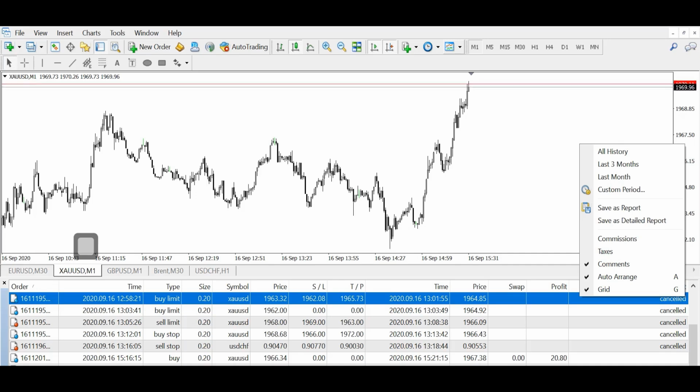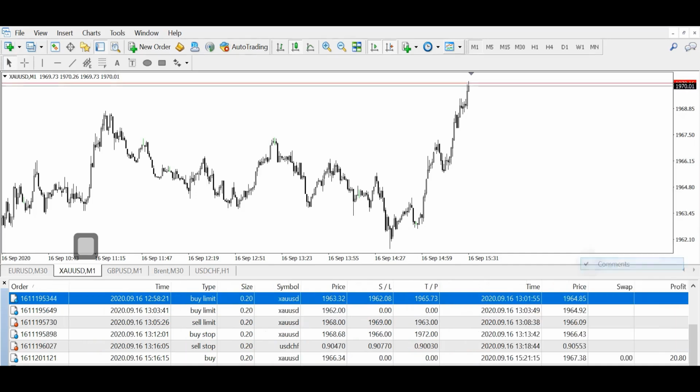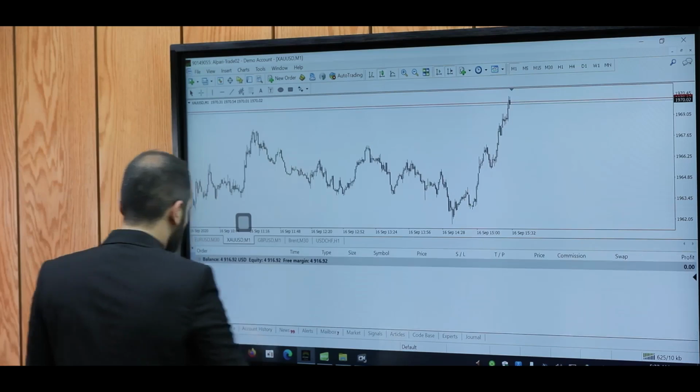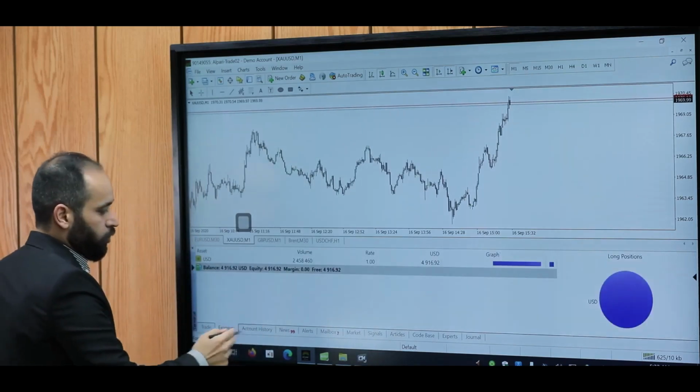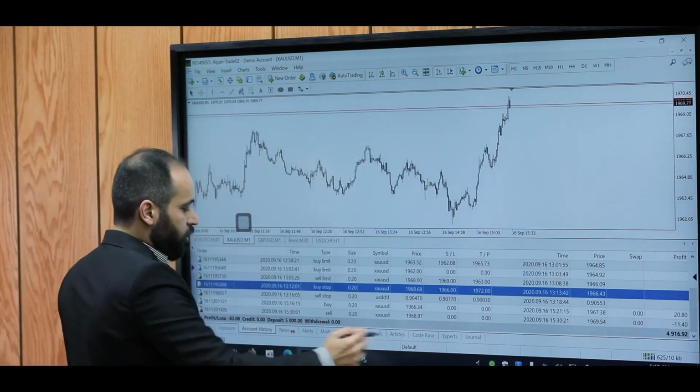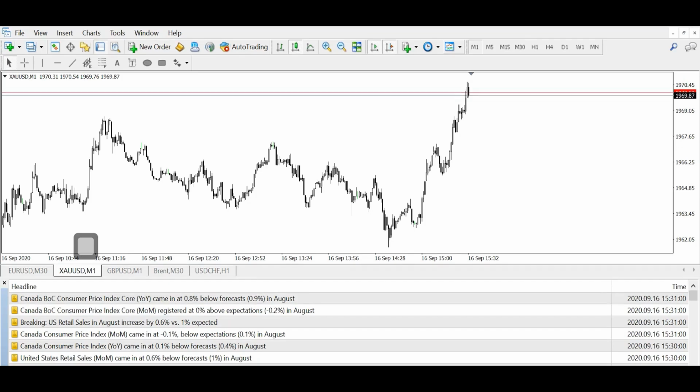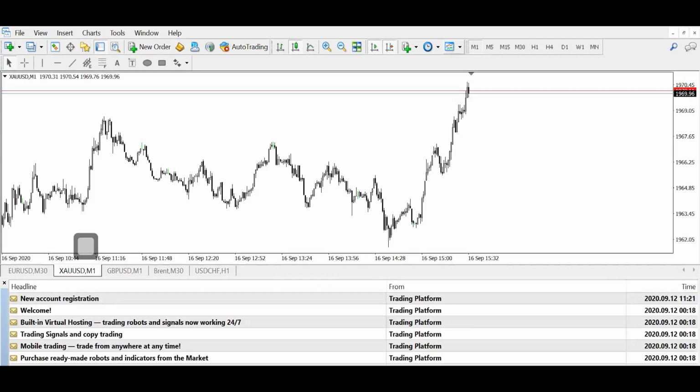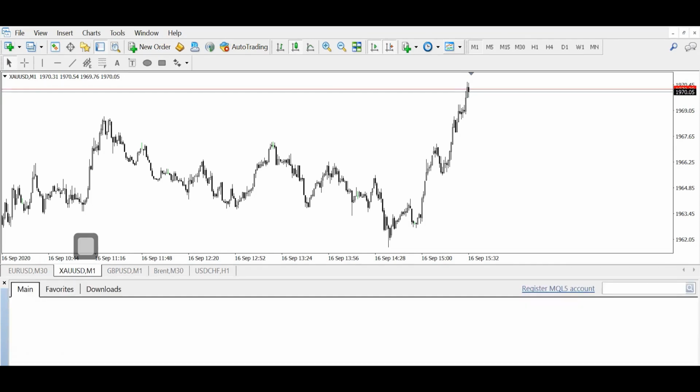Now for the grid and other events that you need to see, you can enable or disable their checkboxes here. We've seen the trade section, we've seen the volume and the history. Guys, there are other sections like the news that's happening, the alerts you can set, the mailbox where you receive emails from your broker, and also the market section.